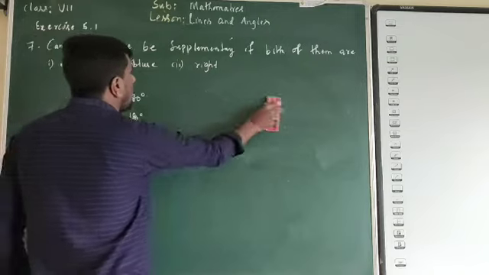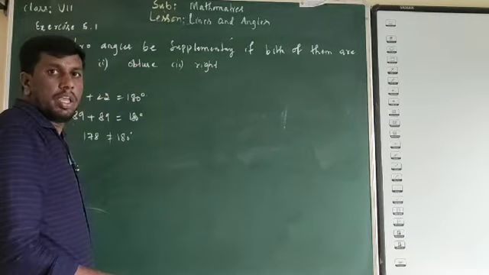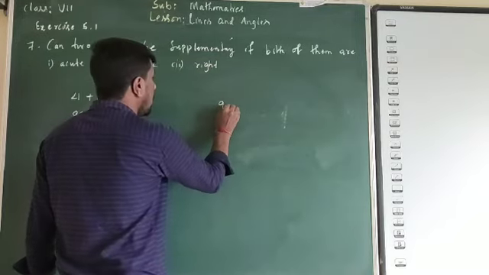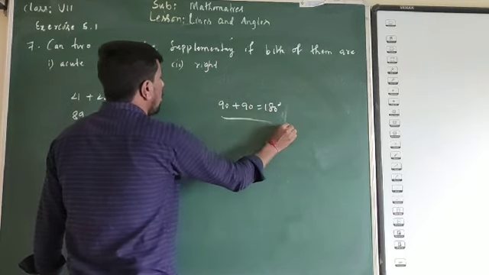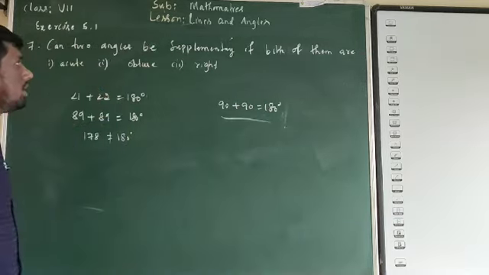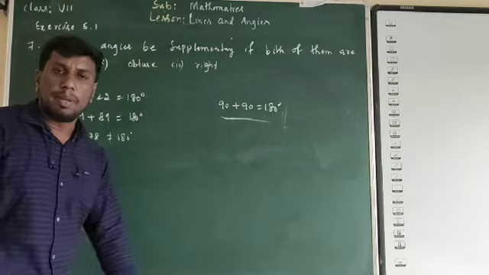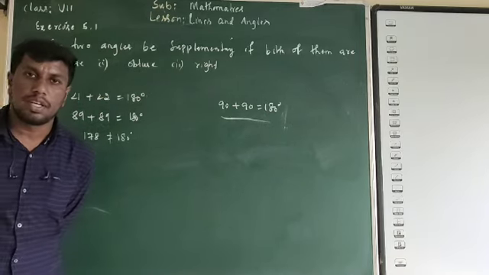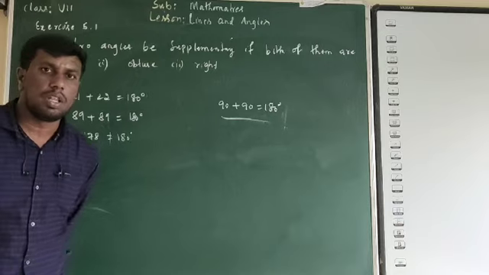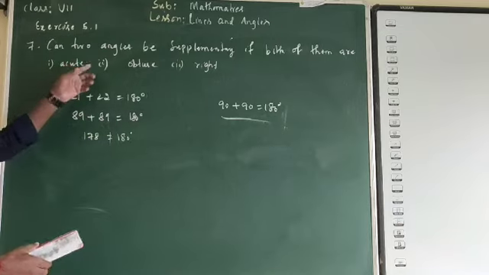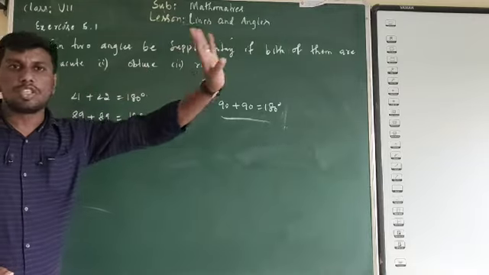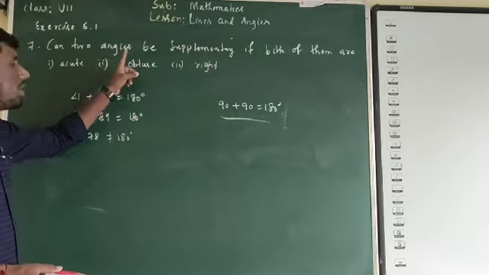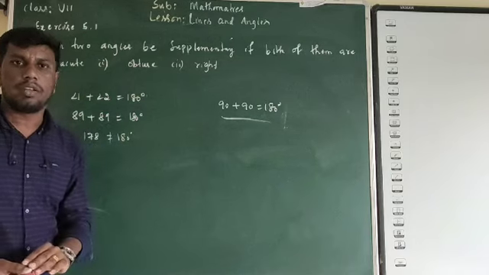When it comes to the third one, right angle. What is a right angle? Exactly 90 degrees. So 90 degrees plus 90 degrees is 180 degrees. So if both angles are right angles, then those two angles are supplementary. Here it is both angles, not one angle. One is an acute angle and one is an obtuse angle: that definitely can be supplementary.